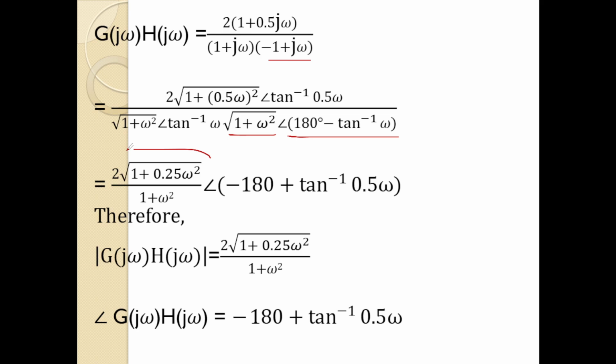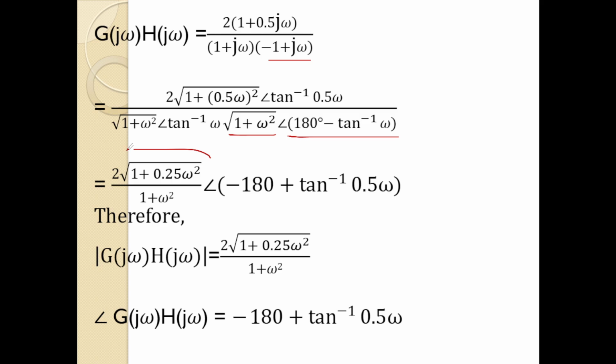So you will get 2 root of 1 plus 0.25 omega square by 1 plus omega square at an angle of minus 180 plus tan inverse of 0.5 omega. So this is the magnitude of g of j omega, h of j omega. This is the magnitude, and this is our angle of g of j omega, h of j omega.